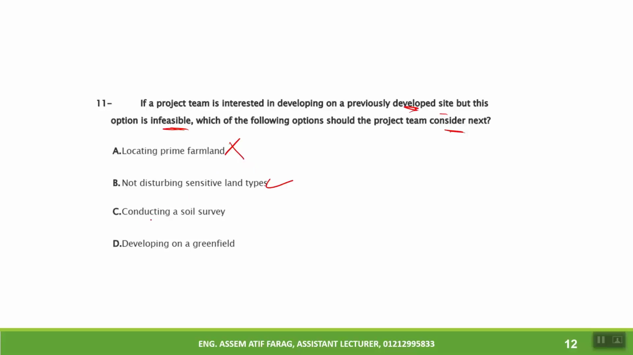Option number C, conducting a soil survey. A soil survey is one aspect of determining whether land is sensitive. So this is not related to the question. Finally, developing on a greenfield. Development on a greenfield should be avoided if possible because it's one type of sensitive land. So this option is wrong. Then the best option is B.